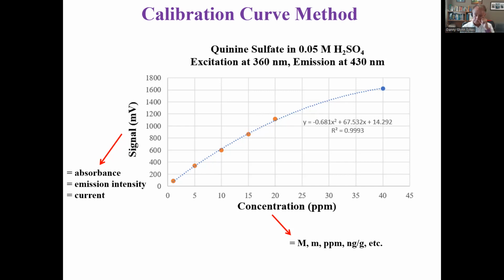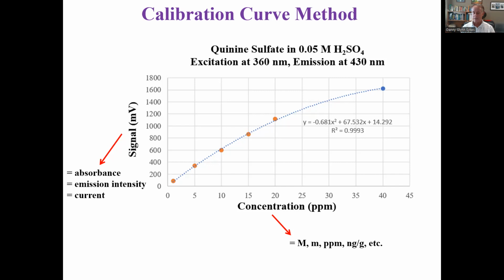Okay, so this is then a dynamic response. We're looking at the dynamic response. And so here I would specify that my dynamic response falls from 1 to 40 ppm of quinine. Okay, it may actually extend out a little bit to higher concentration. I don't know. I don't have a higher concentration. It may go to lower concentrations. I don't know. I don't have a lower concentration.